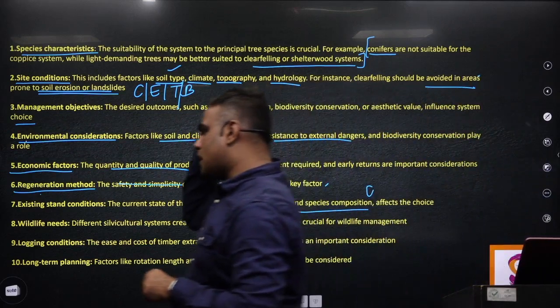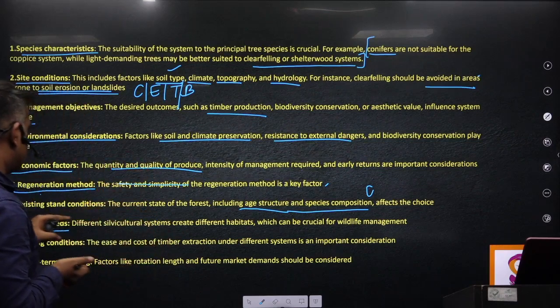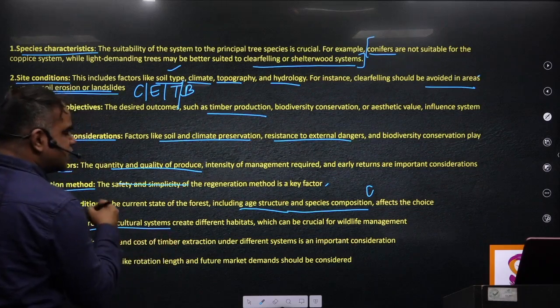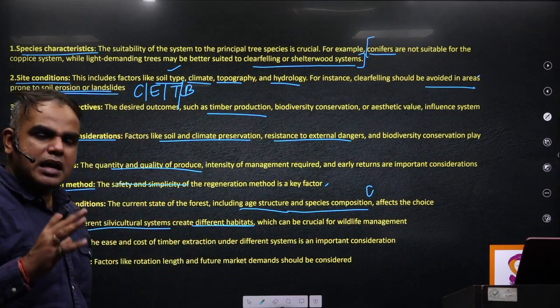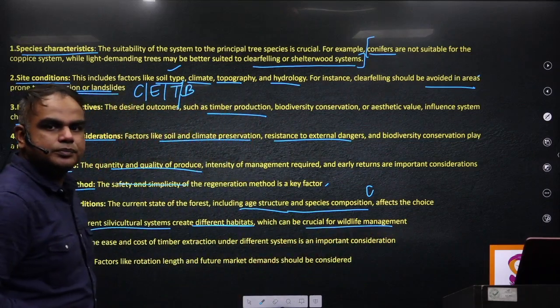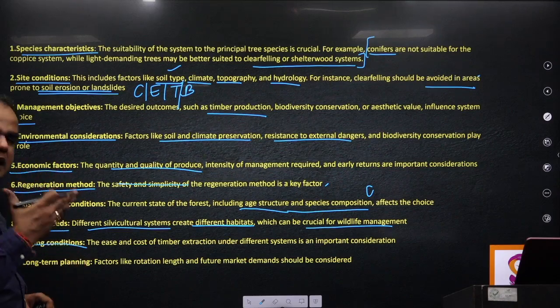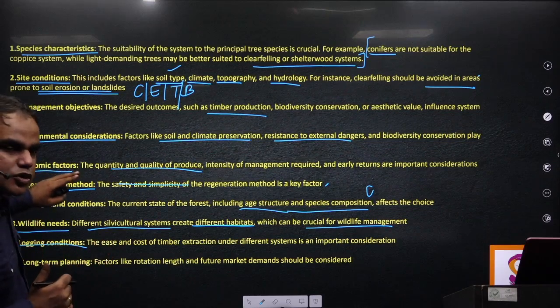Now, these two parts of wildlife needs and environmental, you can club it into biotic part here. Okay, so here, if we choose any of the system, it will create a different kind of a habitat. Okay, so again, it is up to us to see which is crucial for wildlife management. Okay, logging conditions, how easily can you cut and extract timber? You can also link logging conditions to economic factors also.